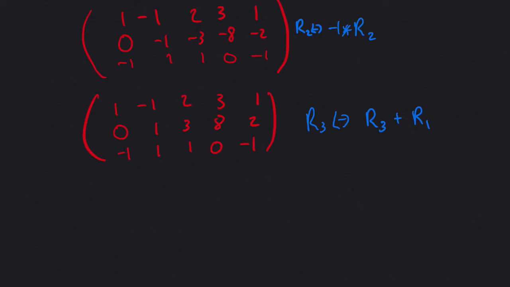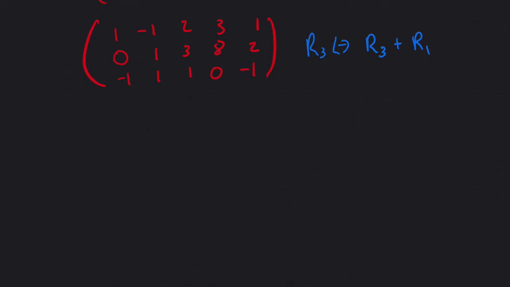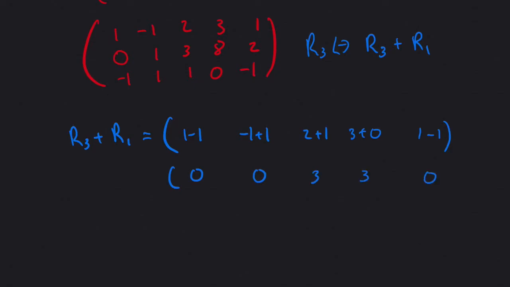That means we want to exchange row number 3 by the sum of rows 1 and 3. So let me first compute the sum of rows 1 and 3 and see what that is. That should be 1 minus 1, minus 1 plus 1, 2 plus 1, 3 plus 0, 1 minus 1. So we're adding the components of rows 3 and 1. And this just gives me 0, 0, 3, 3, and 0.